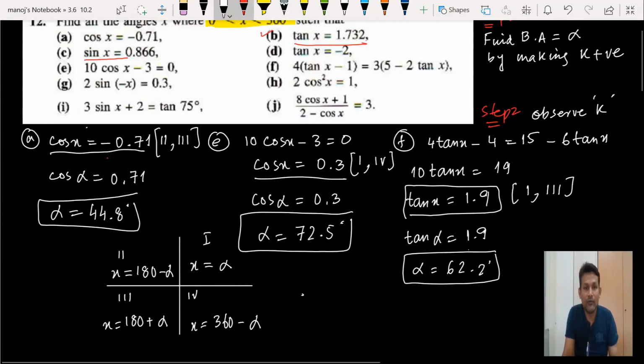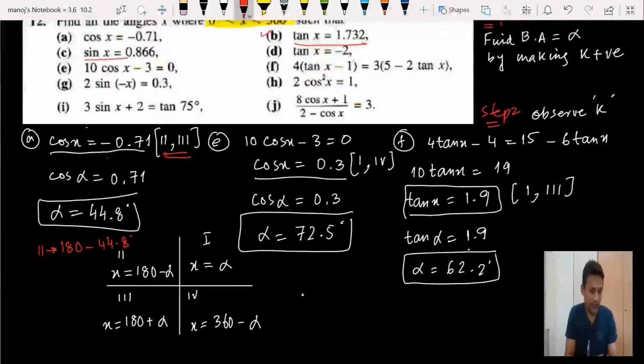So now, what you have to do here? Just observe. Second quadrant and third quadrant here. In the second quadrant, 180 minus alpha. So I write 180 minus 44.8, and your answer is coming 135.2. So the x I have to write here in the second quadrant, x is equals to 135.2 degrees. This is the first answer.